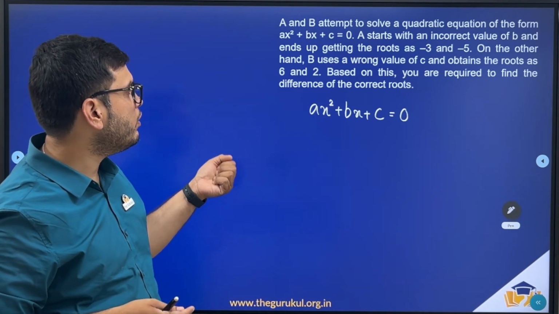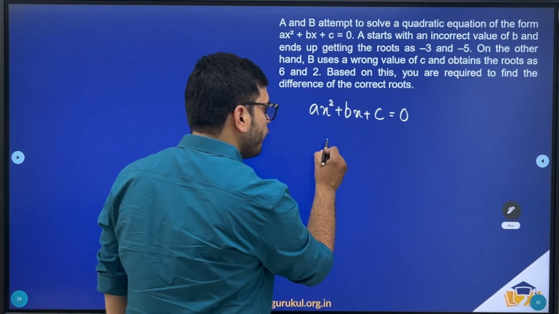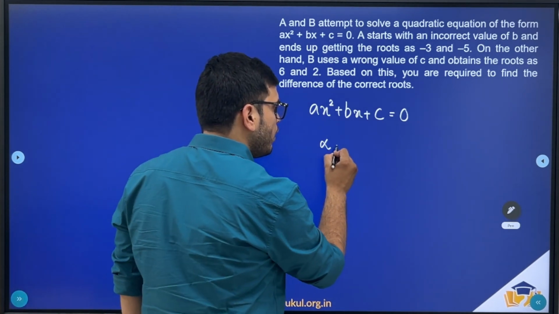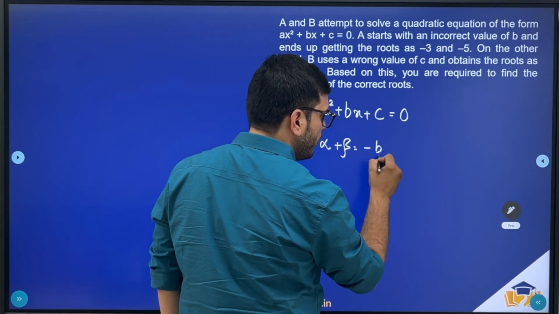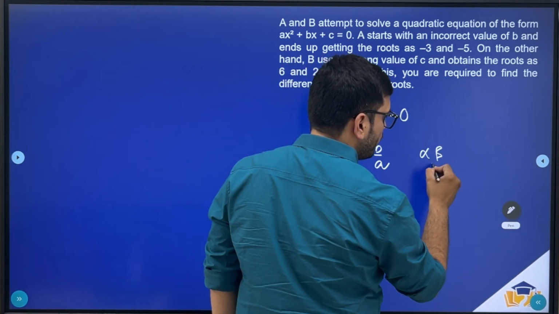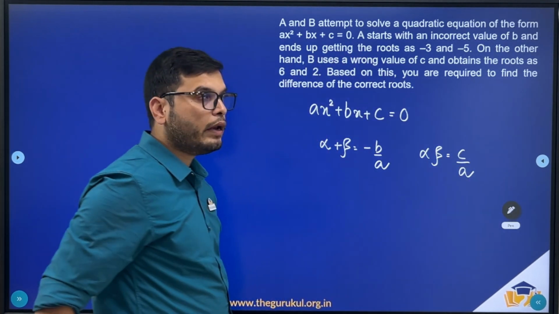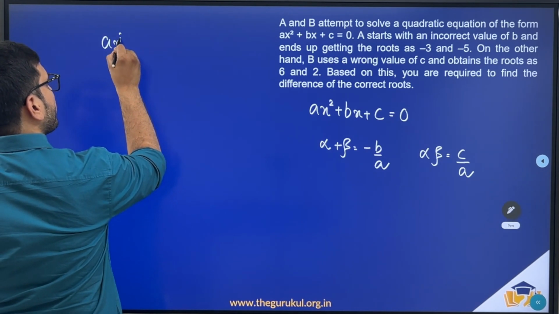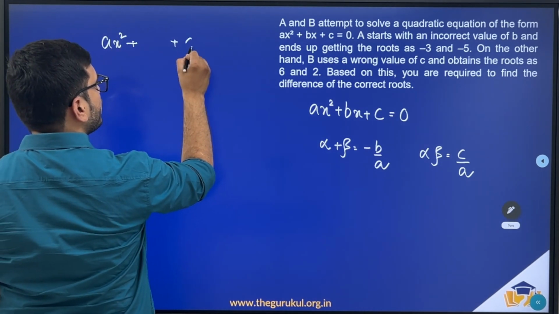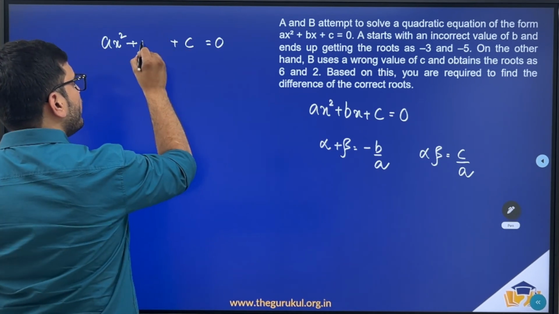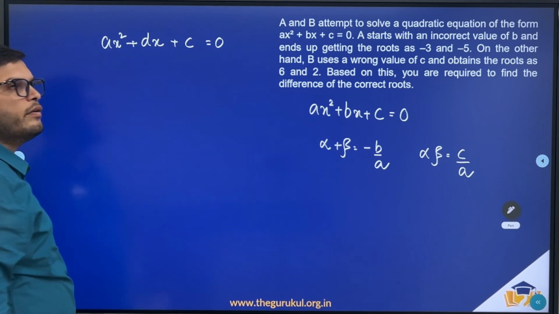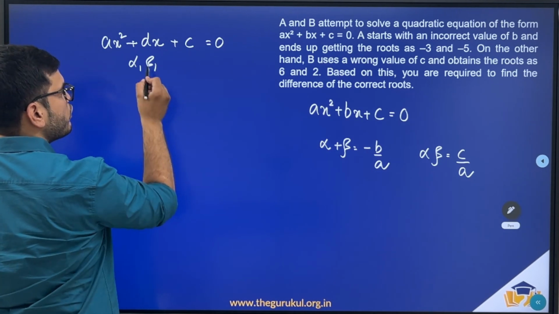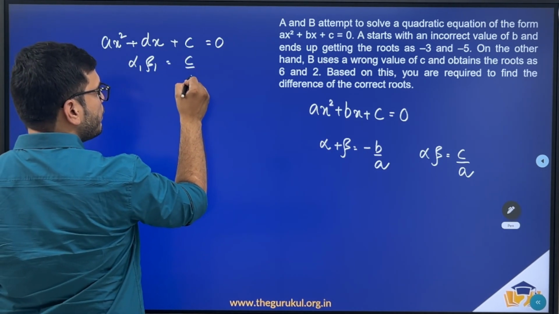Based on this, you are required to find the difference of the correct roots. Now let alpha and beta be the correct roots of the quadratic equation. So alpha plus beta should be equal to minus b by a, and alpha beta should be equal to c by a, right? Now A starts with an incorrect value of b, so he would have considered the coefficient of x square correctly and the constant term correctly, right? So instead of b, he would have considered some other value, let us say d, right? Now if alpha 1 and beta 1 are the roots of this quadratic equation, what would be the product of these two? C by a.